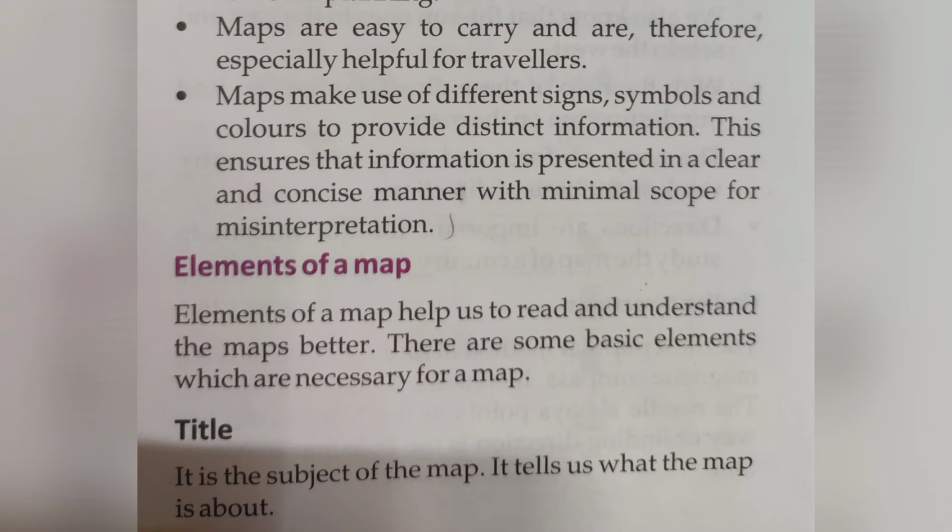Maps make use of different signs, symbols and colors to provide distinct information. This ensures that information is presented in a clear and concise manner with minimal scope for misinterpretation without any hindrance.